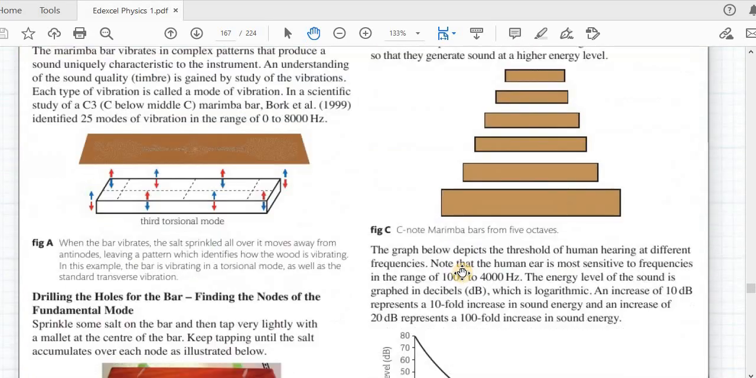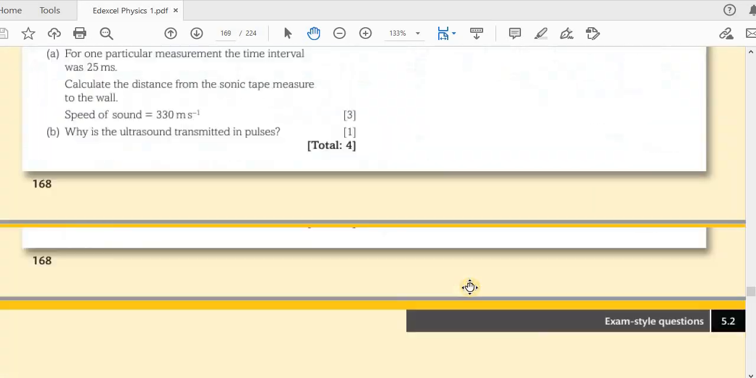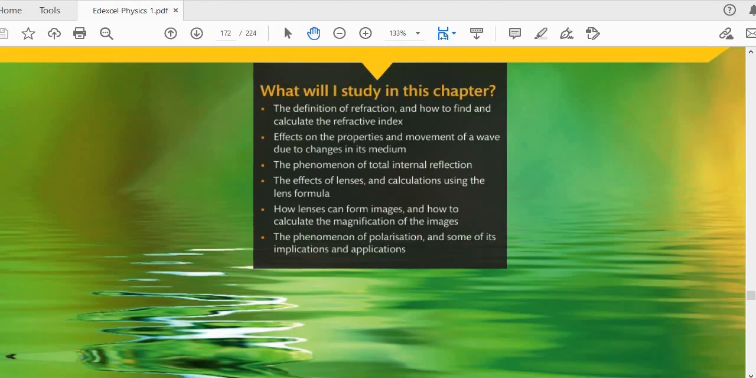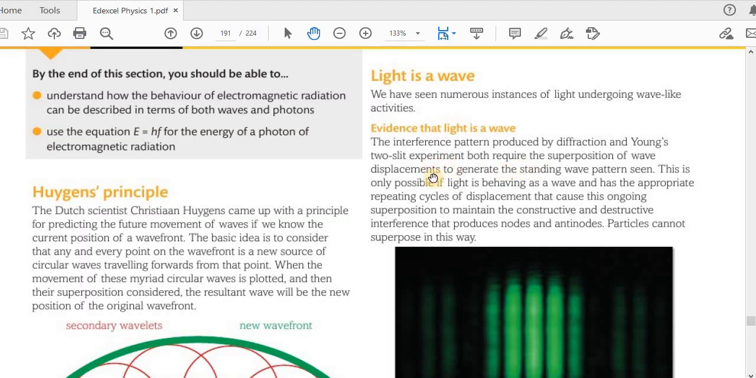Okay, so let's go back to what we were doing. I wanted to show you the diffraction and interference. Let's go back. Yeah, so we are back here now. That was the Young's double slit experiment. Now, that is also very important in the exam papers. They can ask you about that as well.